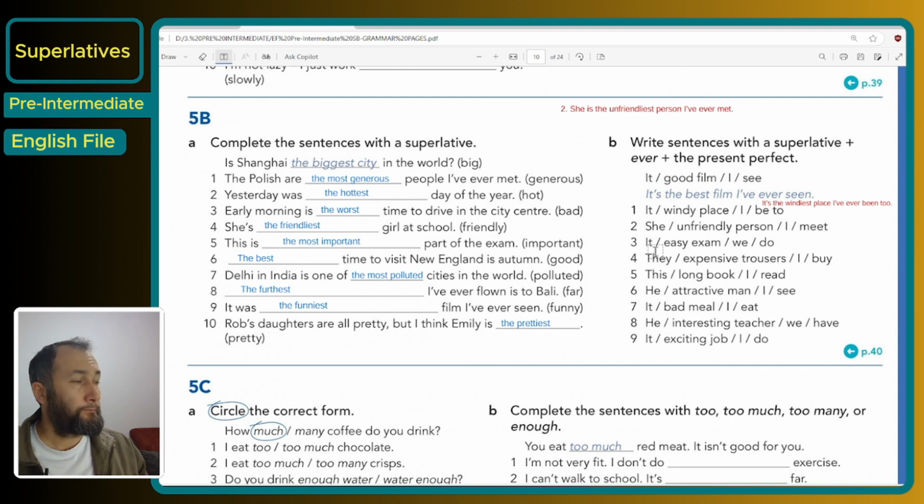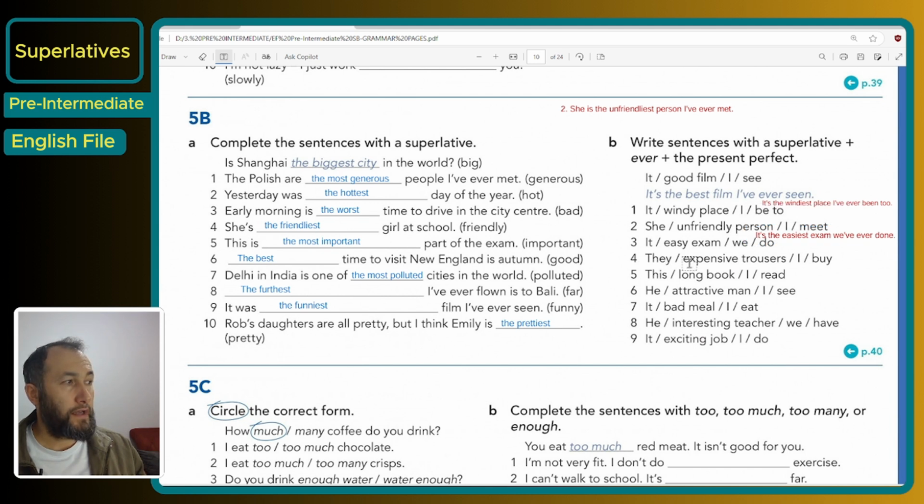That's it. Number 3. It easy exam we do. So it's the easiest exam we've ever done. So we can write here. It's the easiest exam we've ever done. There you go. That's it.